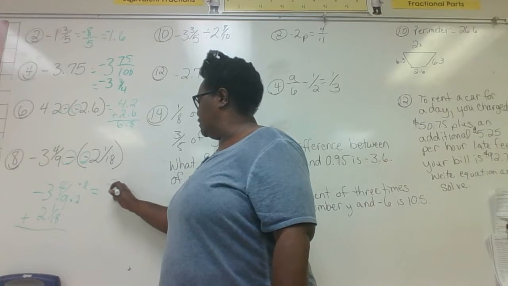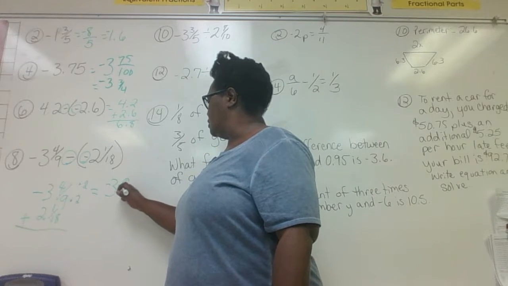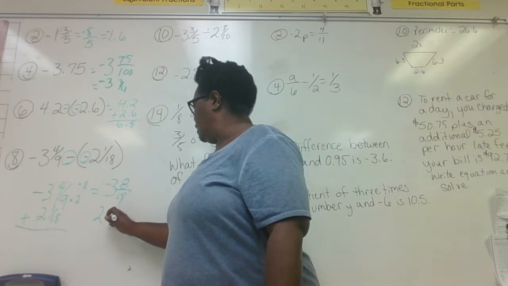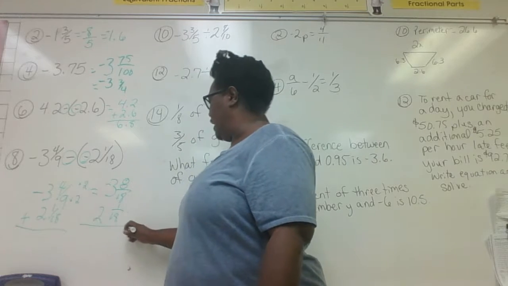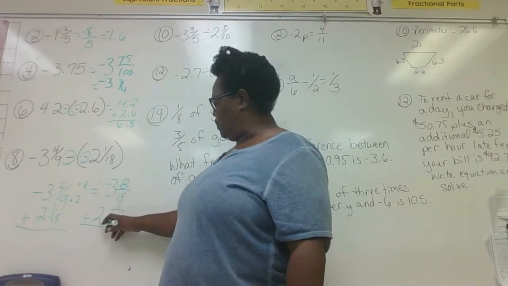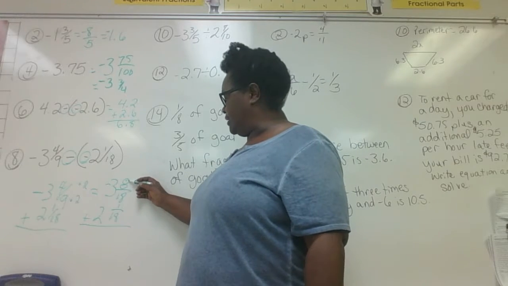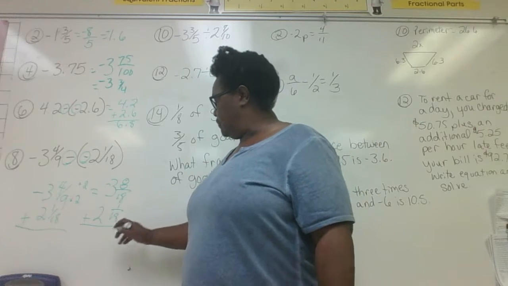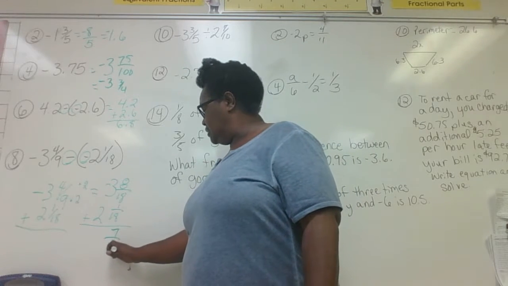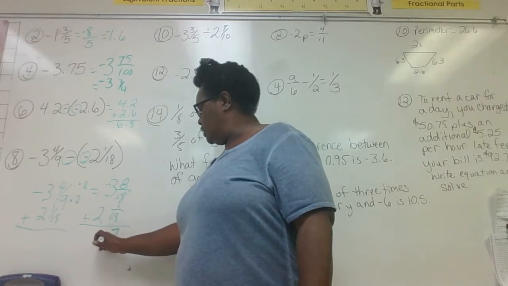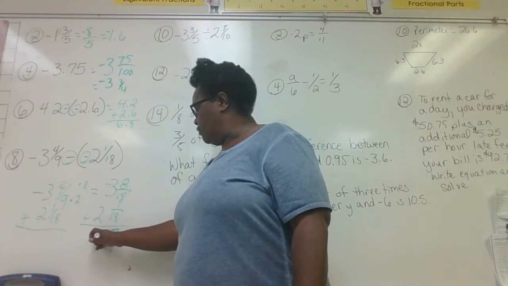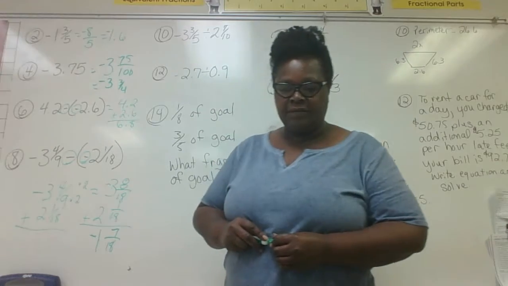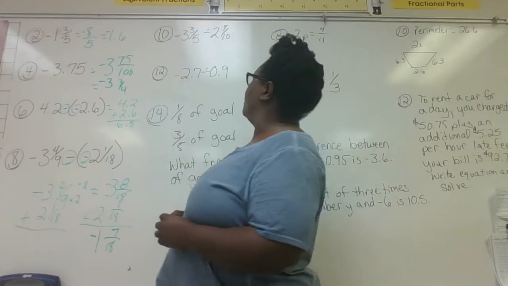Therefore, this would be a negative 3 and 8/18, and this would be 2 and 1/18. We add those together. This is negative, this is positive. Therefore, it will be subtracting or taking the difference of, because one's negative, one's positive. So 8 minus 1 would give us a 7/18, and 3 minus 2 would give us a 1, and negative with the greater amount, so it will be a negative 1 and 7/18. Okay, let's take a look at number 10.